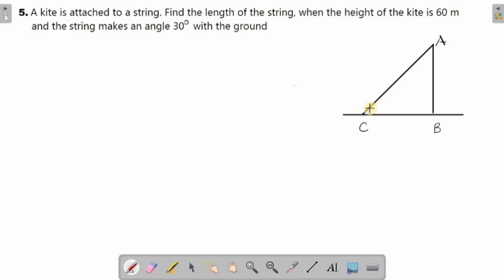Now it says this string makes a 30 degree angle with the ground. So basically this angle is given to be 30 degrees, and the height of the kite is given to be 60 meters. The question is asking you to find the length of the string, that is AC. Now see, this is 30 degrees, so the side opposite to this is the perpendicular. So you are asked to find the hypotenuse. Use the property perpendicular by hypotenuse equals sine 30 degrees and find the value of the hypotenuse. So you will complete this problem by yourself. Pause the video and note down or draw the diagram.